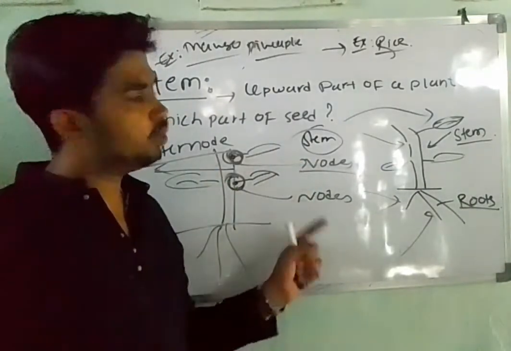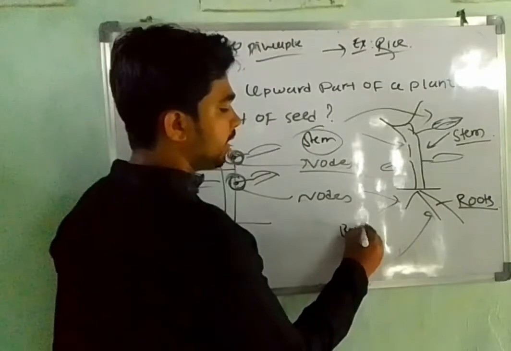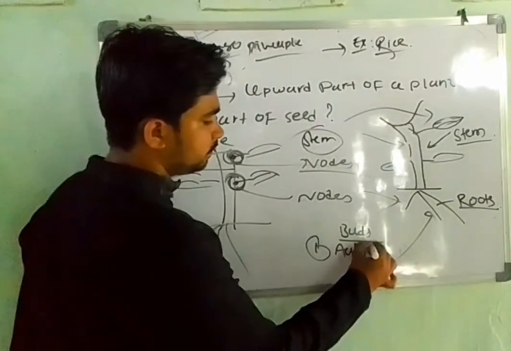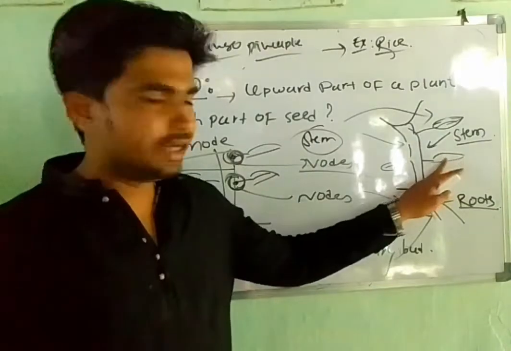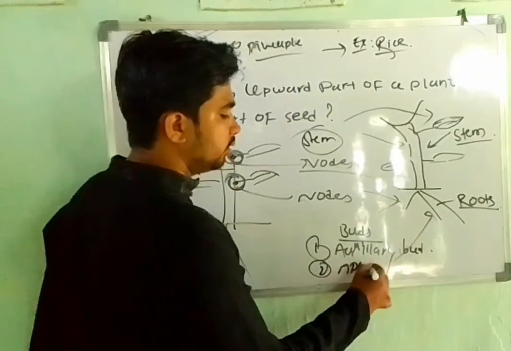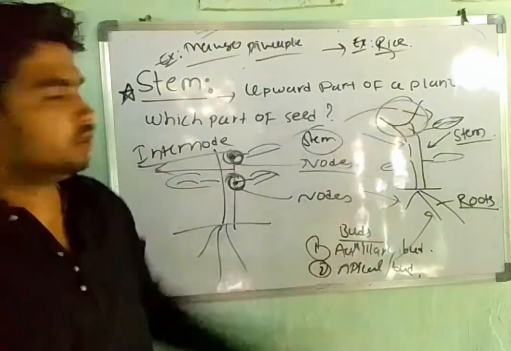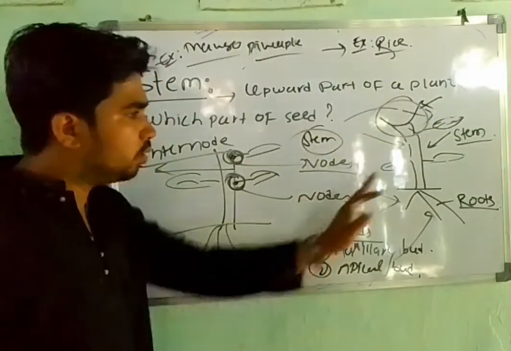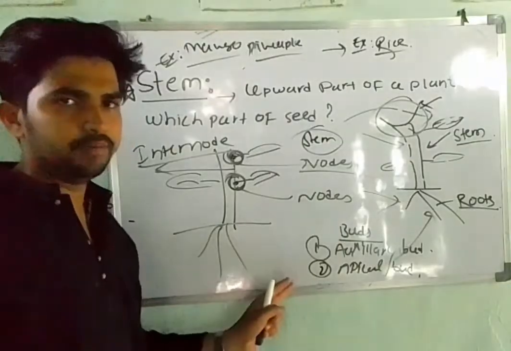Just like nodes and internodes, two types of buds are also originated by the stem. Number one is the axillary bud, which is present on the middle side of the stem, and the apical bud is present on the very uppermost side. Understand? The apical bud is at the uppermost side, and the axillary bud is on the lower or middle side. I hope you understood this point.